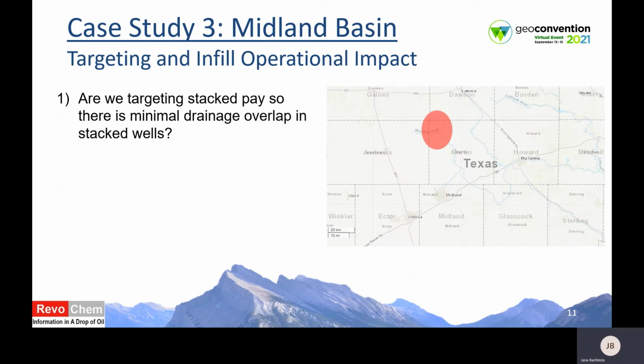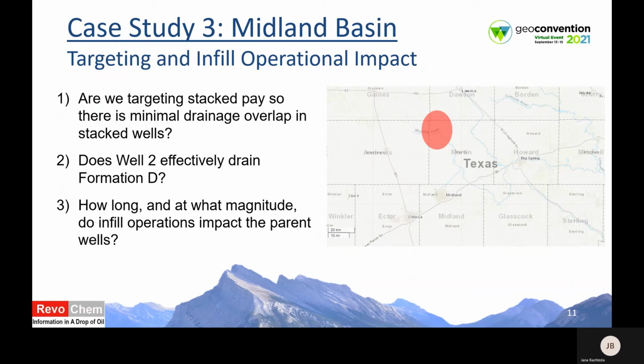Now, lastly, in case study 3, we're looking in the Midland Basin, and we wanted to understand a new target for the area and how that target was effectively draining the intended reservoir. We also wanted to understand the operational impact of infill drilling on the parent wells. So the first question is, are we targeting stacked pay so there's minimal drainage overlap in stacked wells? And secondly, does well 2, which is drilled in formation D, effectively drain that formation? And lastly, how long and at what magnitude do infill operations impact the parent wells?